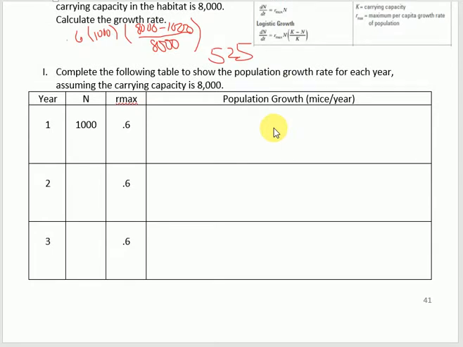So complete the table, show the population growth rate each year, assuming the carrying capacity is 8,000. So this one here, this is what we just did, right? So this is our 525. Now we've got to add that to our previous population since it's another generation. So we're going to be at 1,525. And we're going to go through and do the same calculation that we did right here. So pause the video and practice that for just a moment. So if you did everything right, you should have ended up with 741 individuals per year, which makes this new number 2,266.